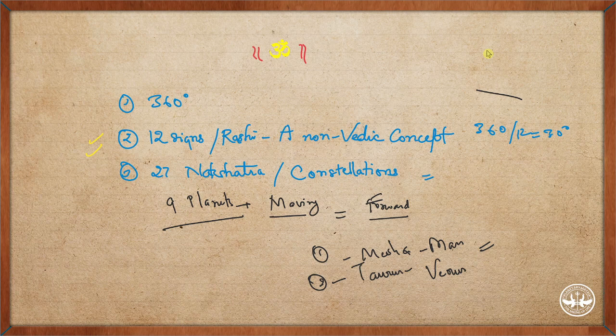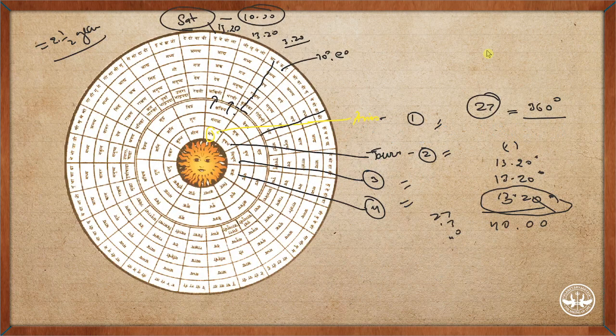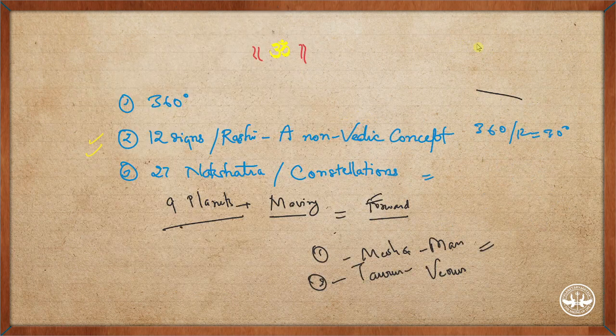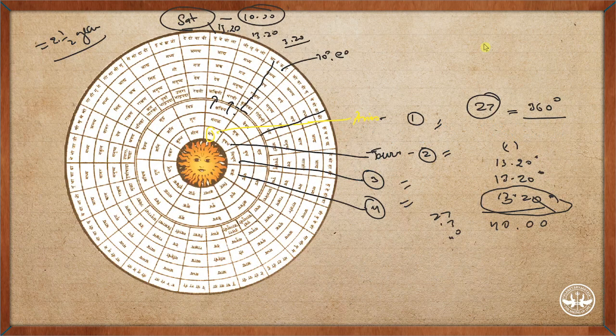Like Mars is an angry planet. It's a planet of vigor. It's a planet of courage. It's a planet of quarreling. It's a planet of war. So when we talk about Mars, we actually see those patterns in astrology, in the chart.